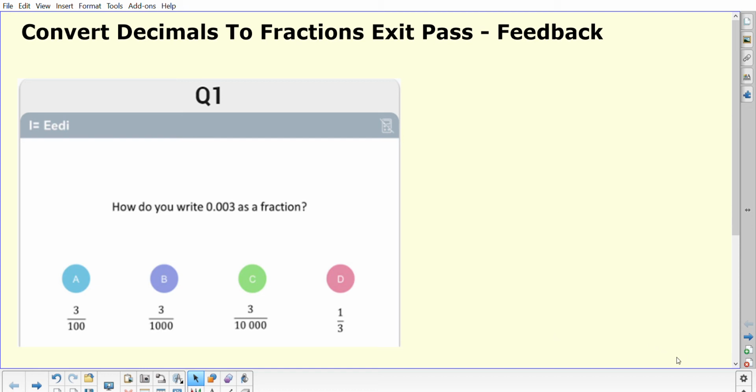So in this lesson you were learning how to convert from decimal form to fraction form. There were 5 questions in this exit pass that you had to attempt.